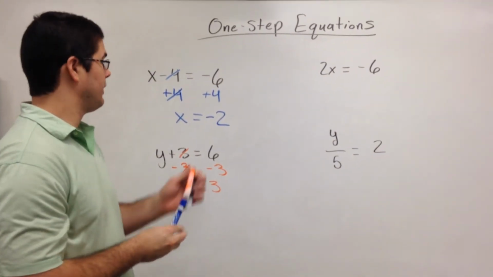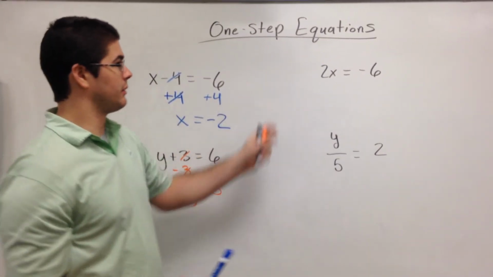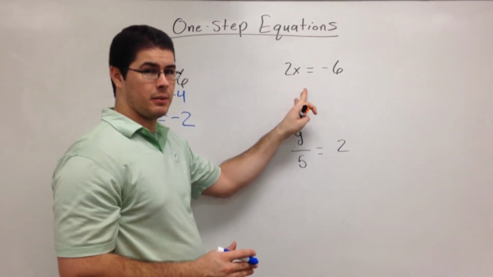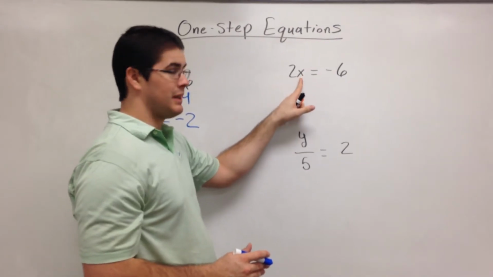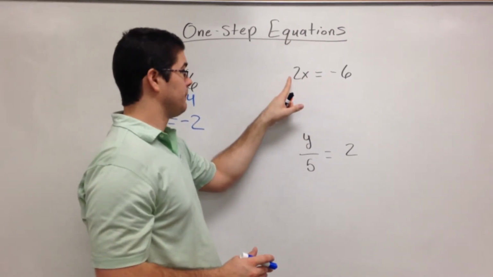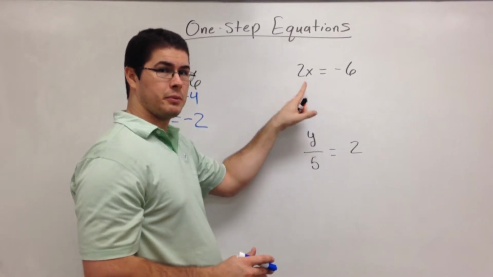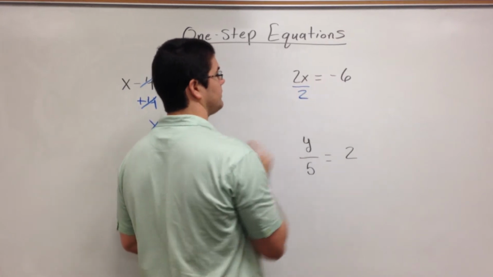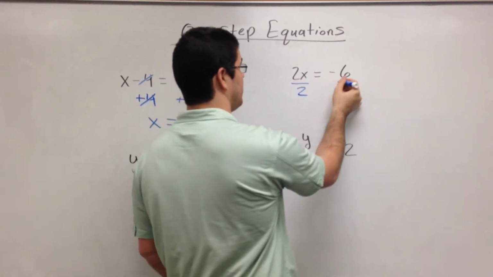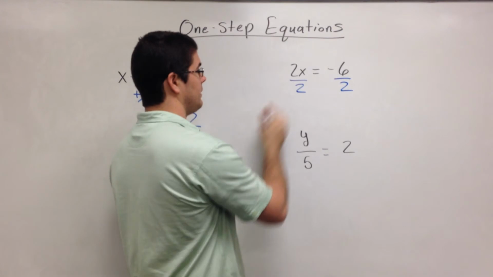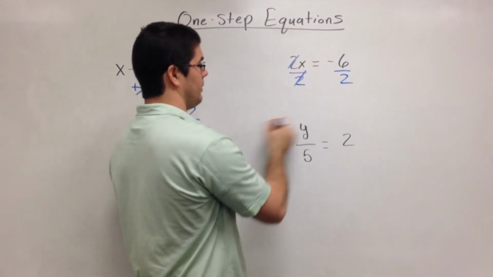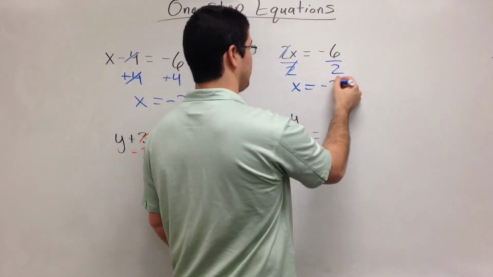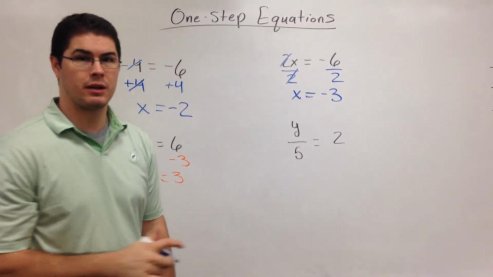All right. Now, if we look over here, we were just doing addition and subtraction. Here we're going to look at multiplication and division. And again, you're looking at what's being done to the variable. Here, my variable is x, and what is being done to x is it's being multiplied by 2. So to undo the multiplication by 2, I'm going to divide by 2. And again, whatever I do to that side, I have to do to the other side. And so these 2 go away, and we're just left with x equals, and negative 6 divided by 2 is negative 3.